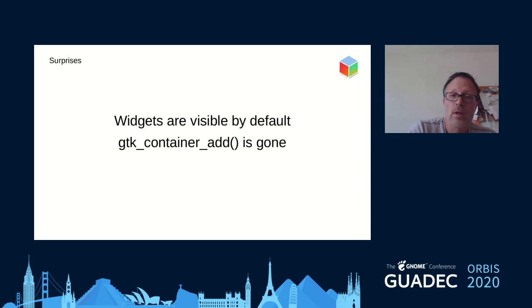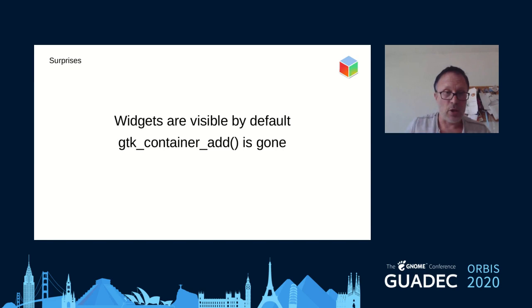Another surprise is that, as I already mentioned, GtkContainer has gone, and that is probably a bit more annoying than the visibility of widgets. In particular, if you're creating your UI manually by calling gtk_container_add on a lot of different containers like boxes and windows, you have to replace those calls by the non-generic per widget API that we have replaced it with, such as for GtkBox, for example, you would call gtk_box_append, or for a window, you would call gtk_window_set_child. And that's admittedly painful and annoying, but it's a one-time change.